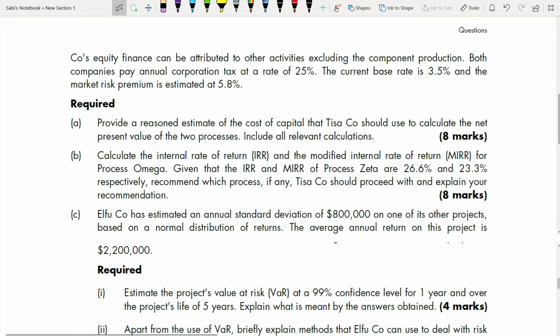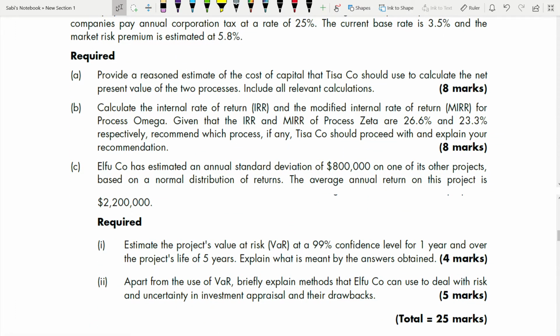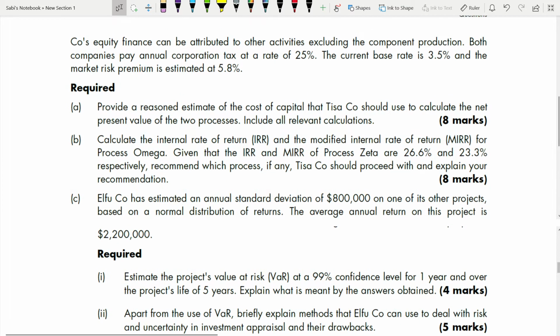The requirement is first, provide a reasoned estimate of the cost of capital that Tisca company should use to discount the net present value of the two processes. So you're given the two processes, and for both processes you need to find the cost of capital to calculate the net present value. For this, it's WACC calculations you have to do. You have to re-gear, ungear, asset beta, equity beta. You have to find all those steps.